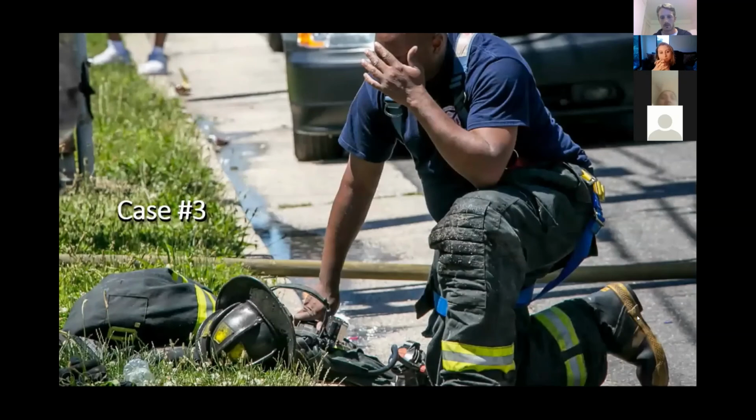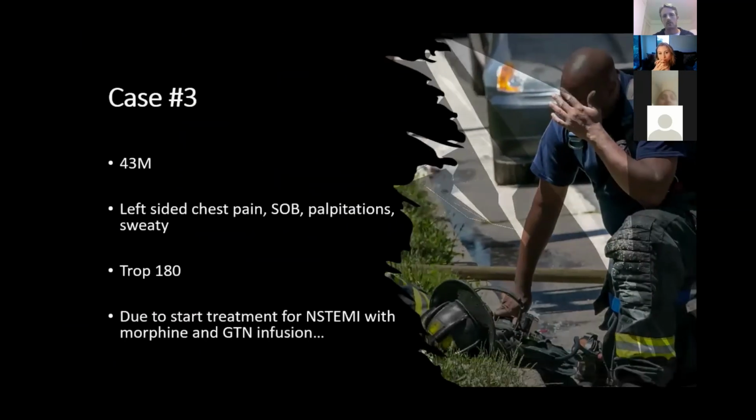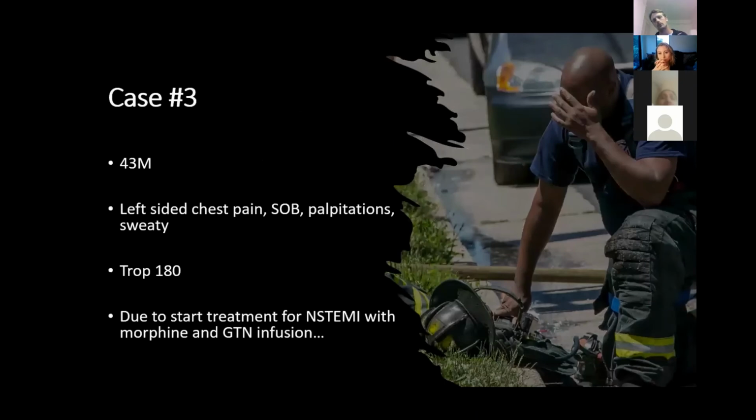So case number 3. Case number 3 is a 43-year-old man who comes in with left-sided chest pain, shortness of breath, palpitations and sweating. He looks grey, he looks really unwell. He's got no known past medical history, and his troponin is raised.